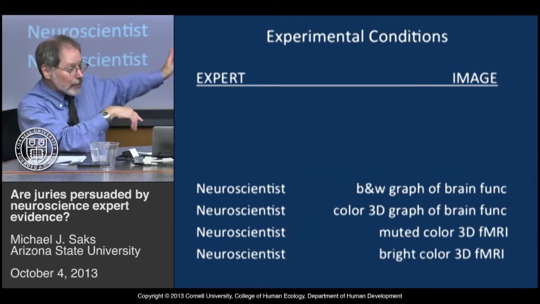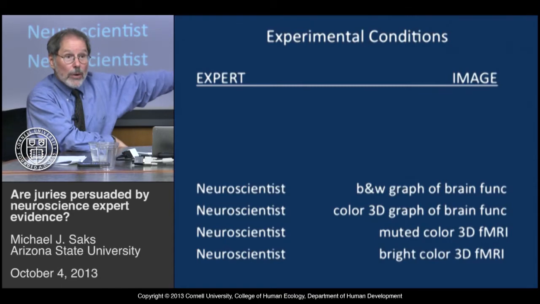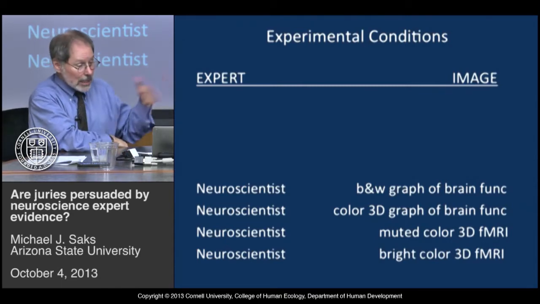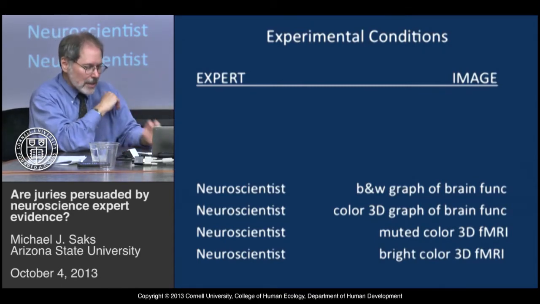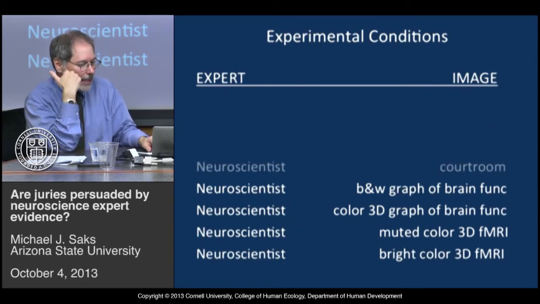Or if we got an effect for the bottom two, which are neuroimages, but no effect for the graphs, then we would know it's the brain that's doing it. So we want to be able to sort out by the pattern of results what is really happening.